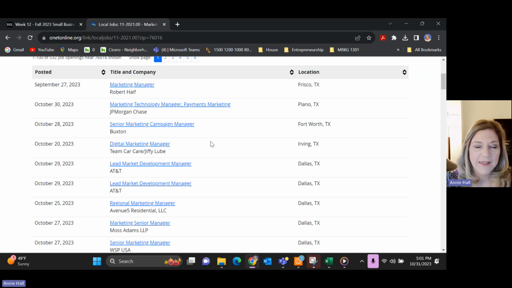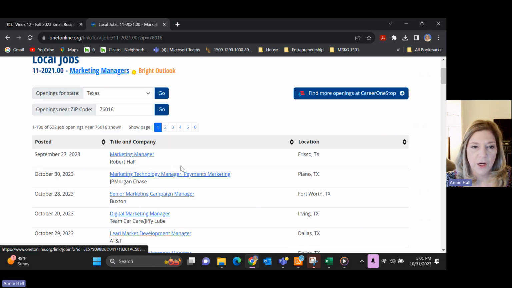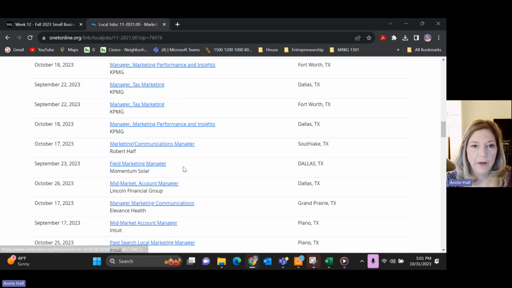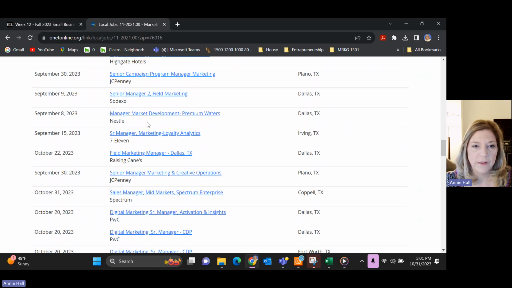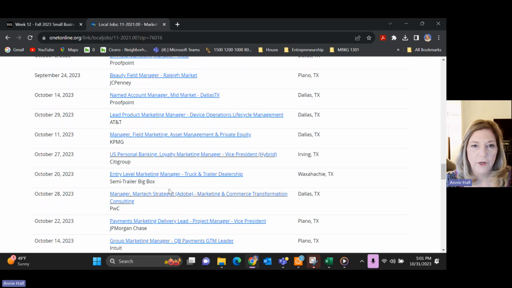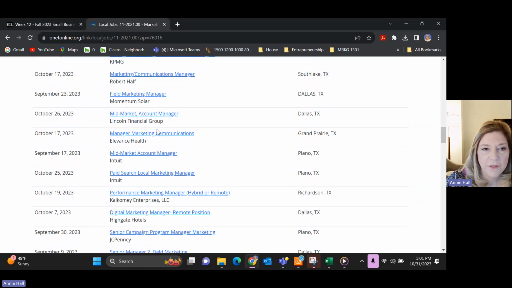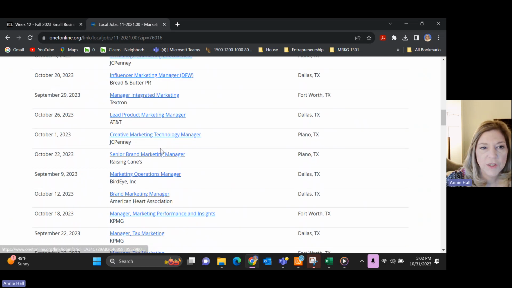If I put that in, now I can see what's there, and it's going to give me surrounding areas as well. But you can see here, look at all the marketing manager jobs for that area. And these are legit jobs. You can see the date on them. They're recent. So I could find one or two or three that might have to do with social media. I'm not sure. I'm not going to spend a lot of time digging here.